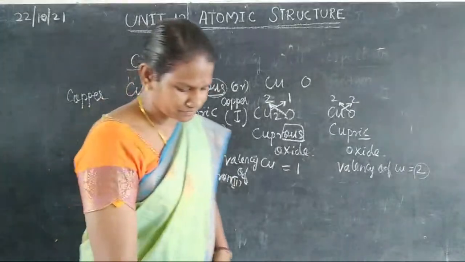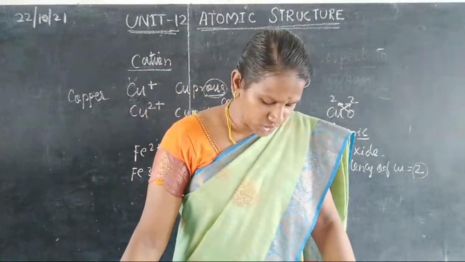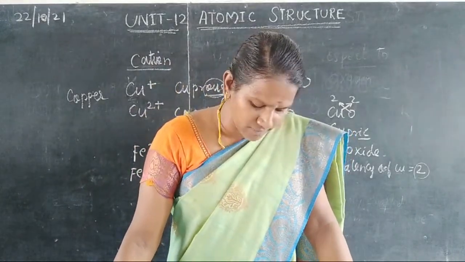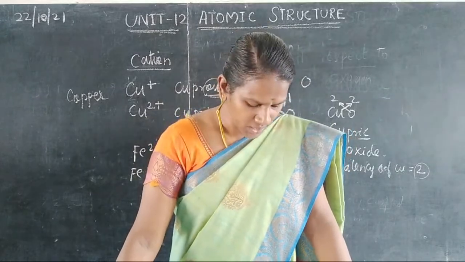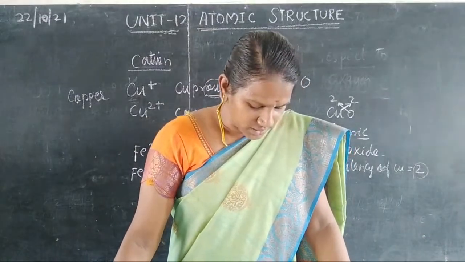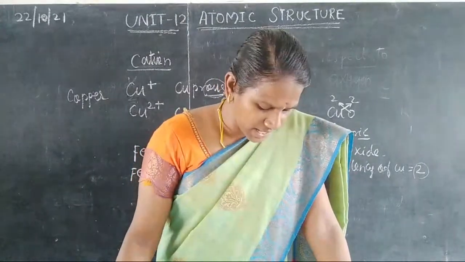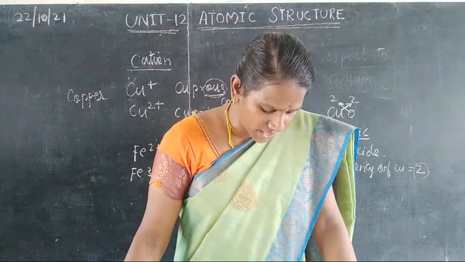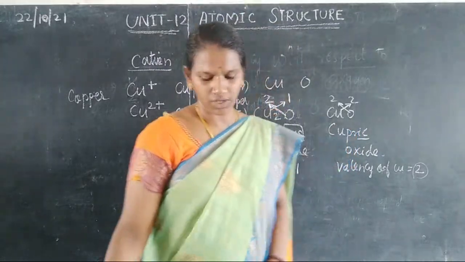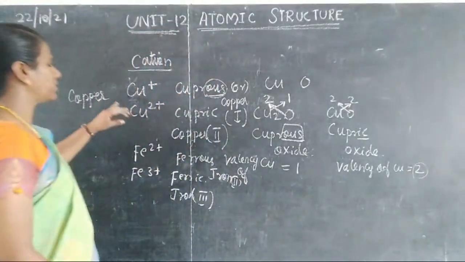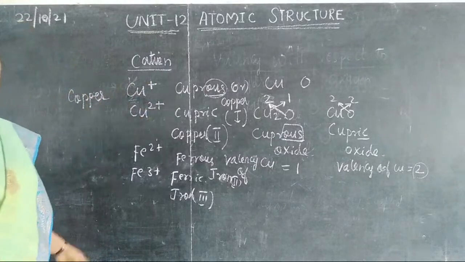Next, mercury is given. Hg plus is called mercurous or mercury 1. Hg2 plus is called mercuric or mercury 2. And tin: Sn2 plus is called stannous or tin 2, and Sn4 plus is called stannic or tin 4. In this manner, we can write the variable valency of certain atoms.